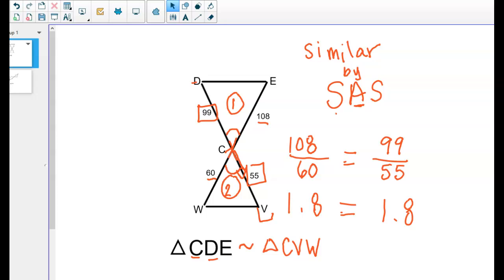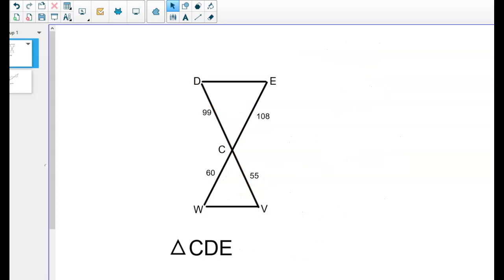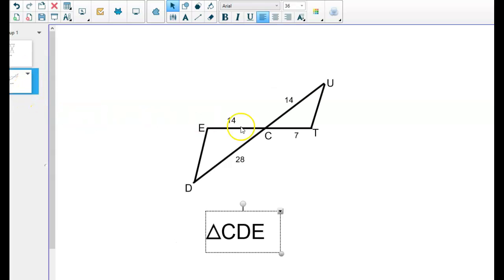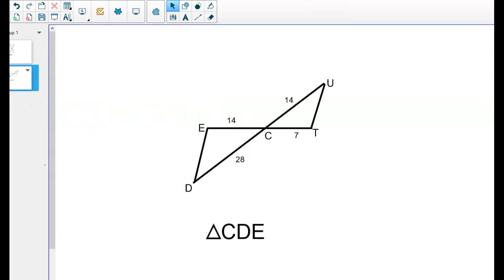Okay, let's try one more. I think you have the same example on your paper. On this one, again, I'm going to try using side, angle, side, because I have those vertical angles. Anytime I have vertical angles, they are, again, congruent. So this angle and this angle are the same. That's the angle part of side, angle, side, so the angle part checks out. We have a congruent angle.